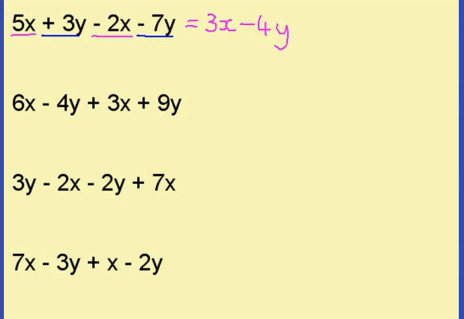If I do the next one as well, I've got 6x plus 3x. That will give me 9x. If I now look at the y's, I've got minus 4y plus 9y, and that will give me plus 5y. Now press pause and try the other two. When you're ready to check your work, press play again.